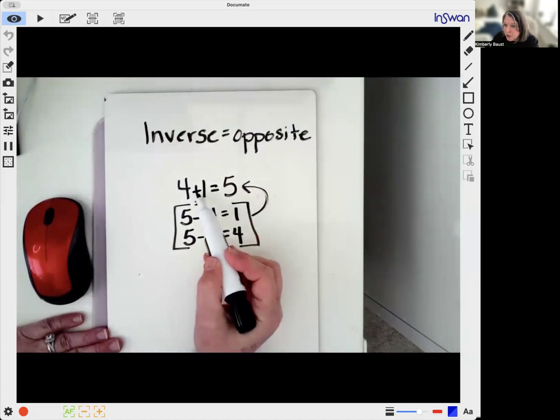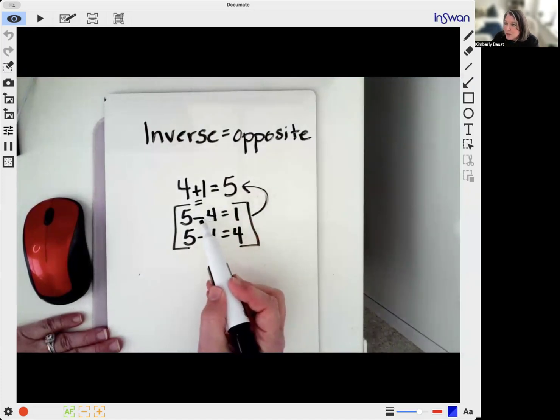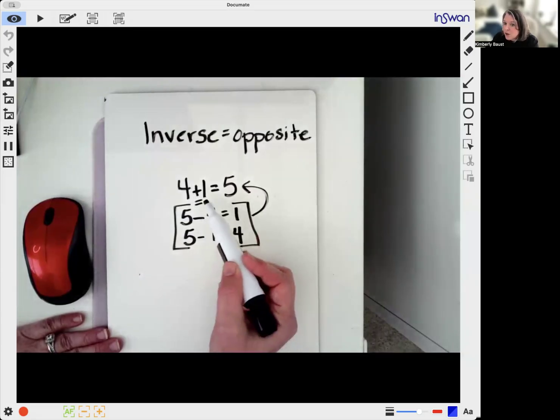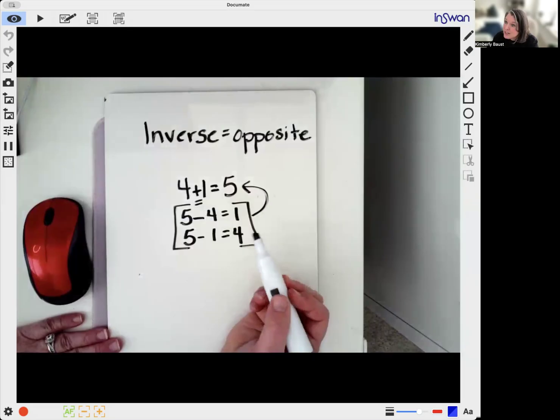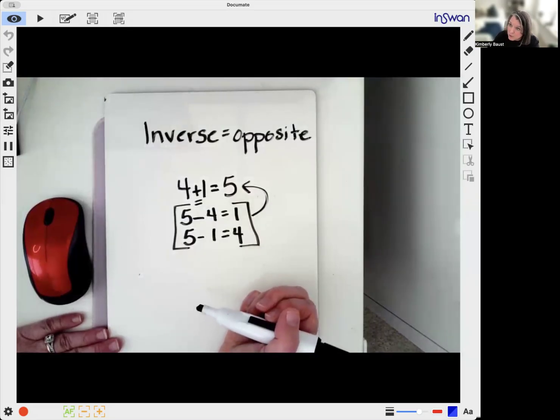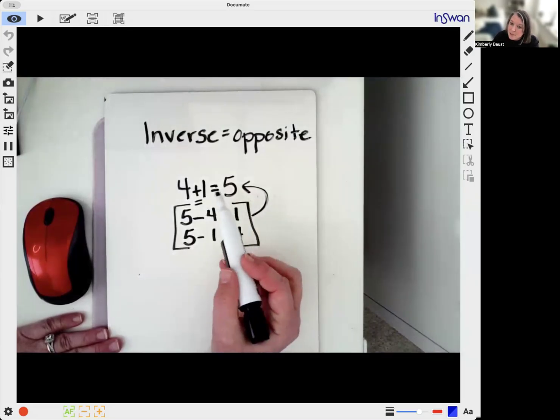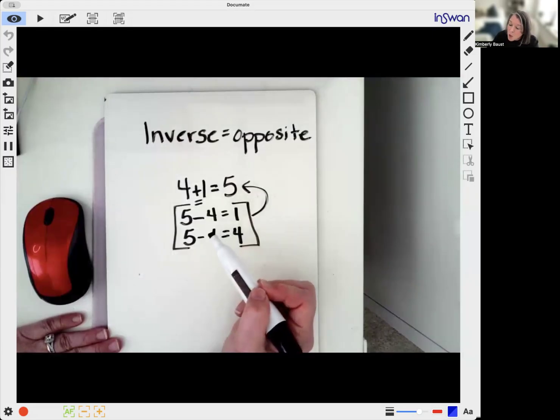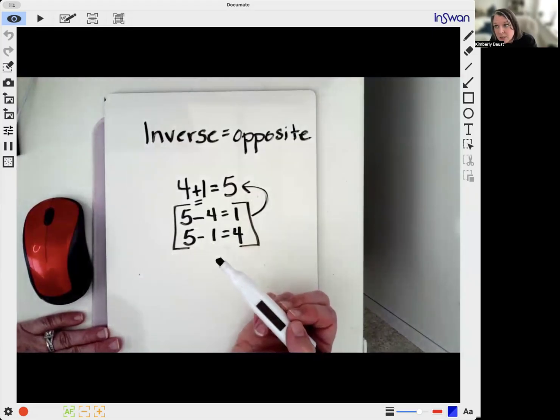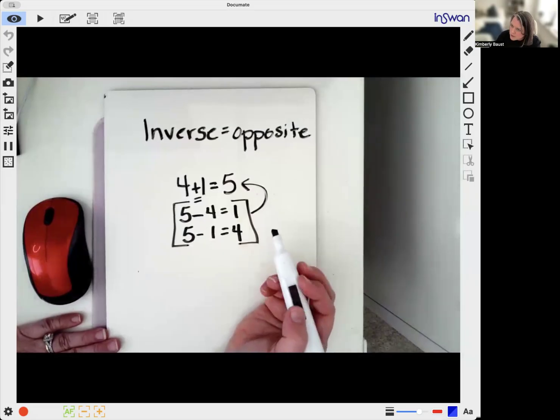Operation is just referring to which sign you're using. Okay, your operations are addition, subtraction, multiplication, division, right? At least for right now. So the opposite of addition is subtraction. What's the opposite of subtraction? Why, yes, of course, it's addition.